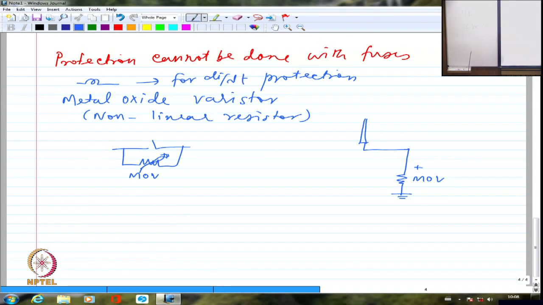It is generally added in parallel so that the voltage across the device will become very, very small. So obviously you are not going to have the device really withstanding such a large voltage. That's it. Next is the last device that we are going to discuss.